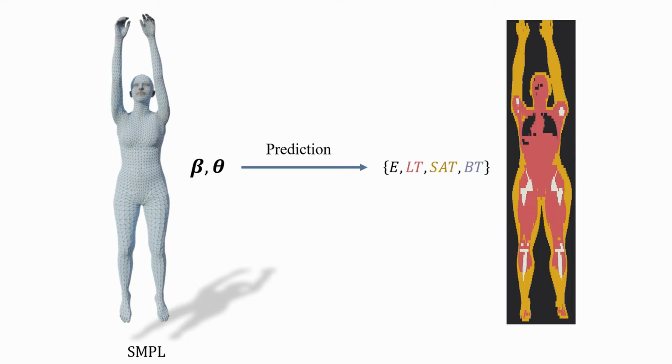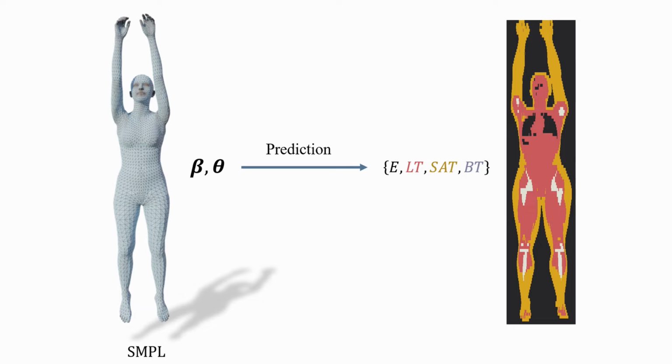We define an implicit representation of the internal body structures and formulate the problem as a volumetric multi-tissue classification problem. Given a 3D point in space and a 3D body surface, defined by its SMPL model parameters, beta and theta, HIT predicts each tissue class.